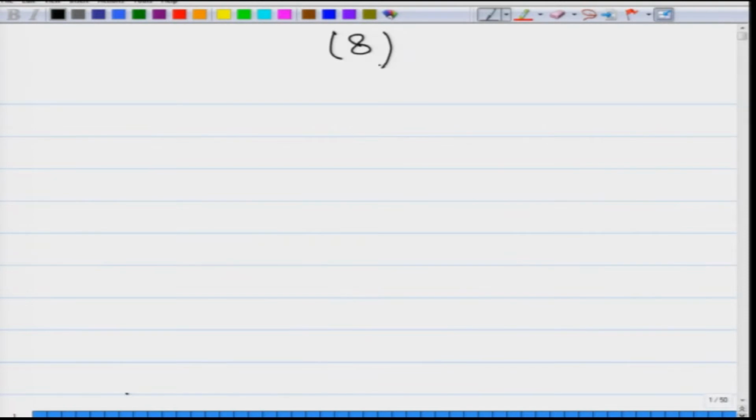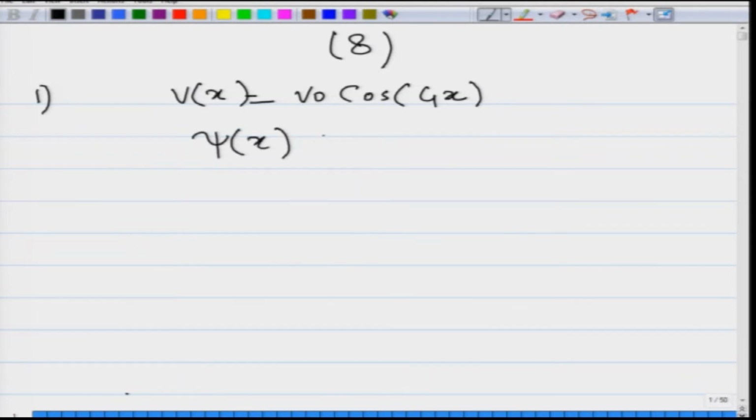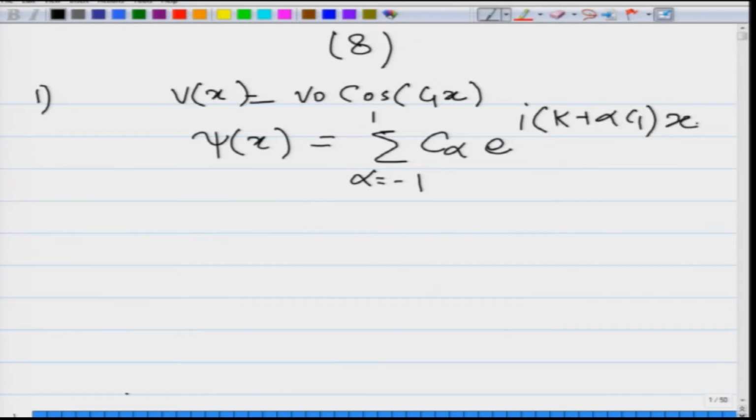So, I will start with the first problem, which states: there is a particle of mass m moving in a periodic potential V(x) = V0 cos(Gx), and the wave function of the particle is given as psi(x) = summation over alpha from -1 to 1 of c_alpha e to the power i(k + alpha G)x. What will be the dispersion relation, or the equation of energy E?